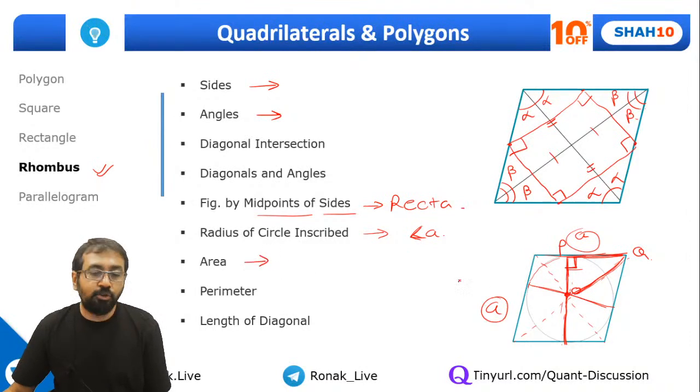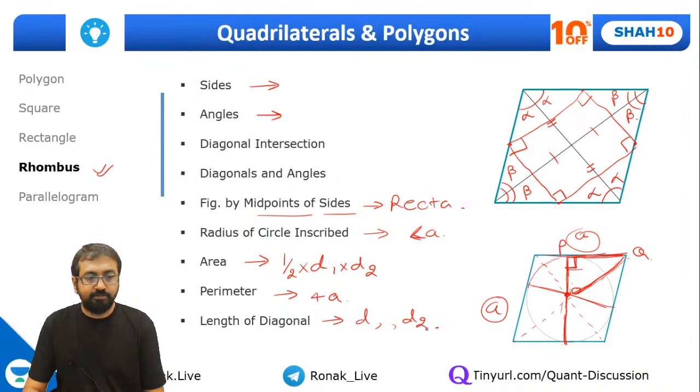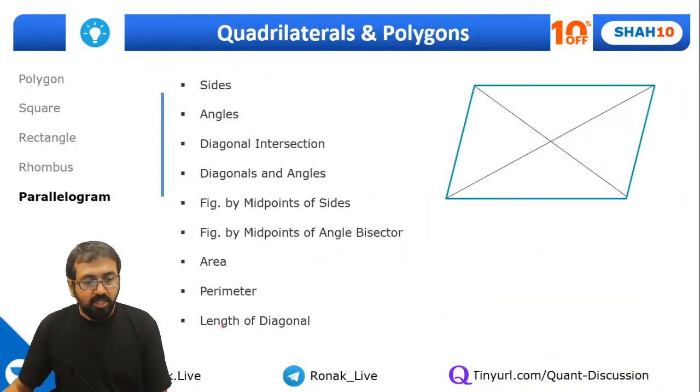What is the area of a rhombus? Guys, remember all those figures which have diagonals perpendicular to each other, the area can be calculated as 1/2 the product of diagonals, as simple as that. Okay, perimeter, of course 4 times A, and the lengths of the diagonals will be different, they will not be the same. Are we clear about this? Okay, so we will not calculate diagonals for the next figures.